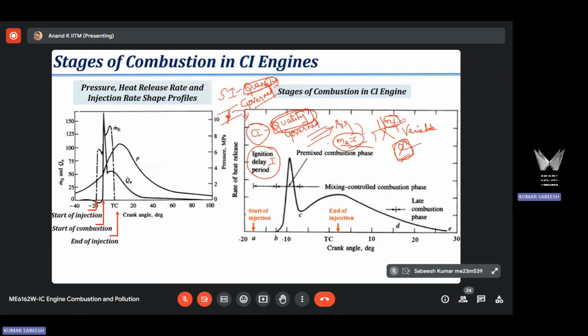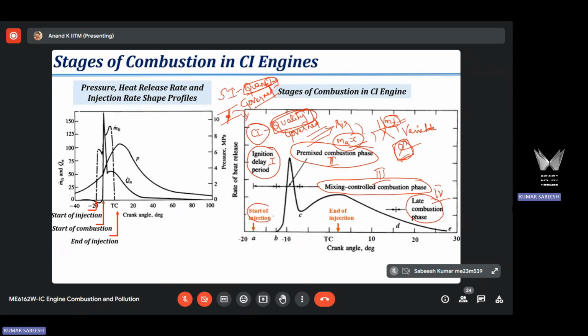Then you have the premix combustion phase. This is stage 2. You have the mixing control combustion phase. This is stage 3. And then the final stage is called the afterburning stage or late combustion phase. So this is stage 4. Now let us look at what is happening during these 4 stages.